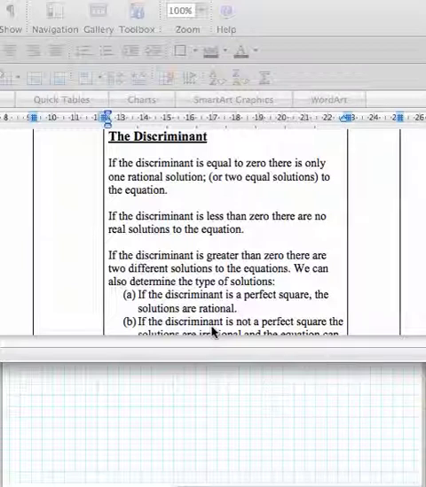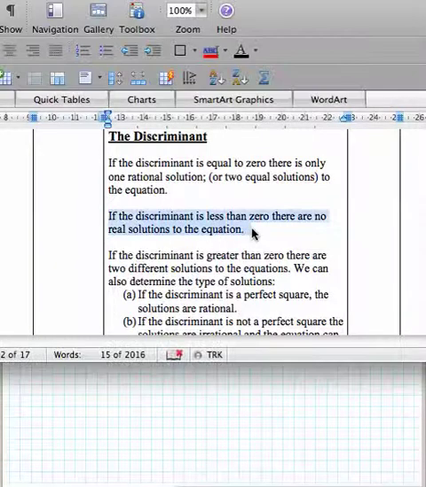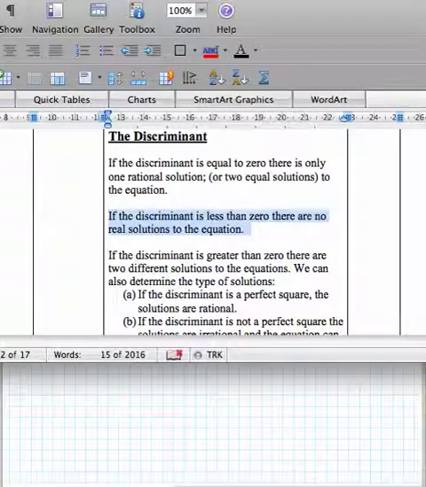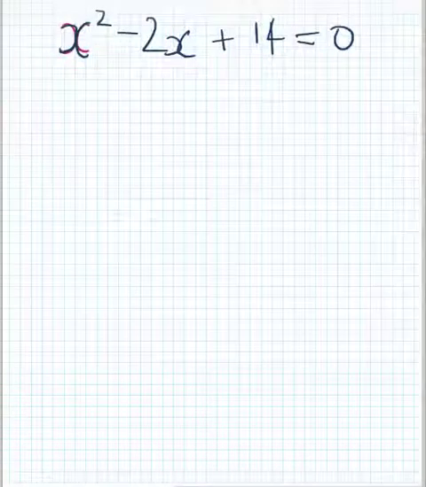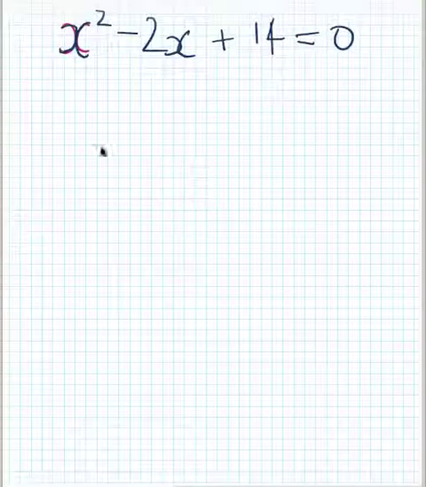Now our second point is, what if the discriminant is less than 0? What if we substitute the values in and we get, just say, a -2 or -27? Let's see what that actually will be telling us. So here's our second quadratic equation.